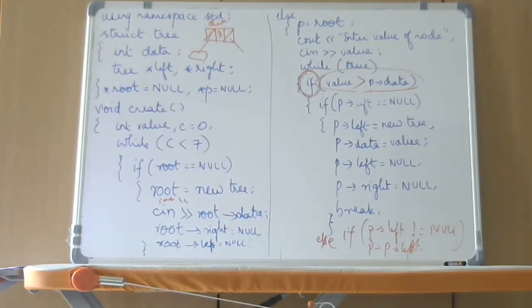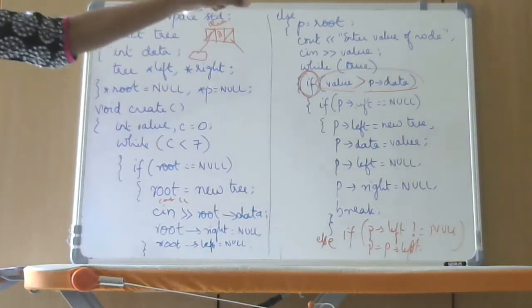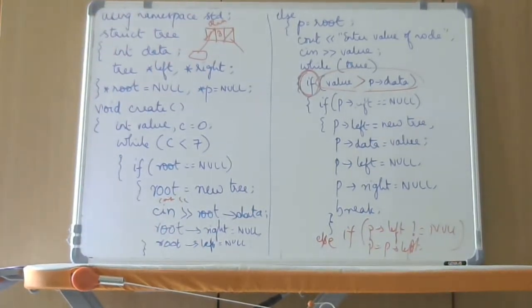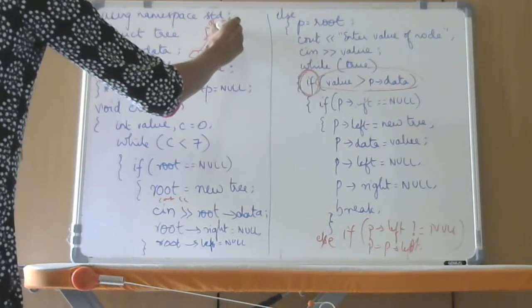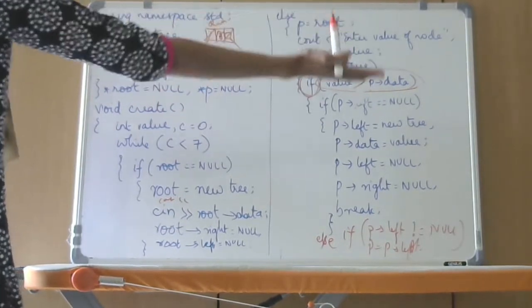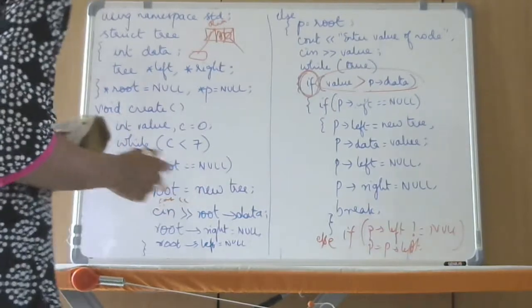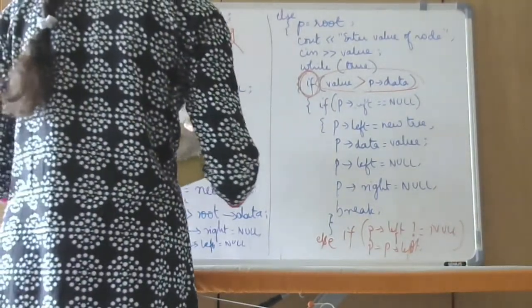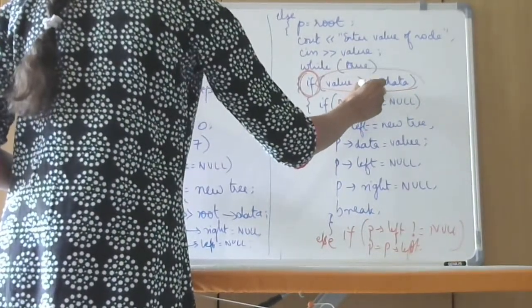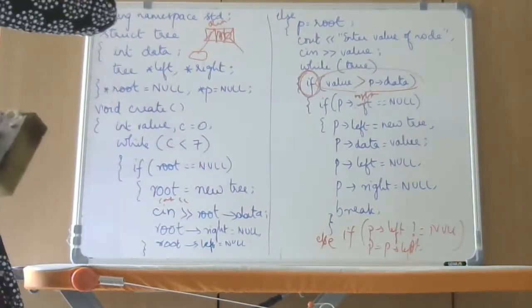If the value that you have accepted is greater than the root you have already accepted. Root is existing already. Suppose I say root is 100. So if I enter anything greater than 100, I should put it on the right side. If I accept anything that is less than 100, I should put it on the left side. So else if value is greater than P of data, what do we do? We do the same thing except that every left will become right, because you have to put it on the right side.